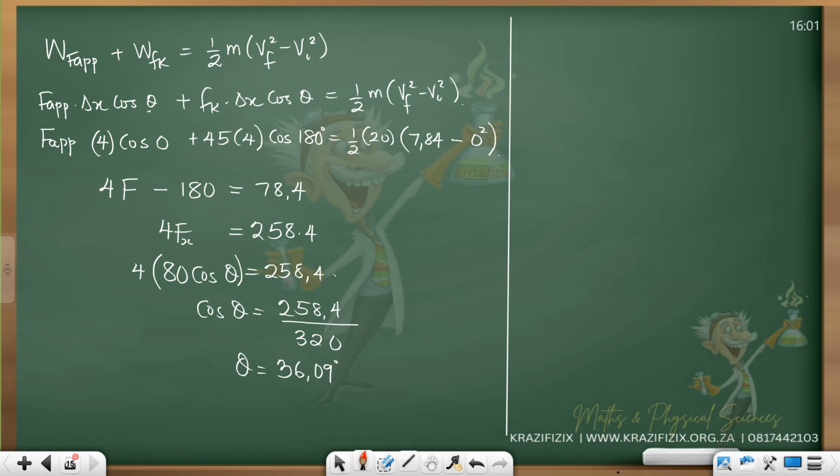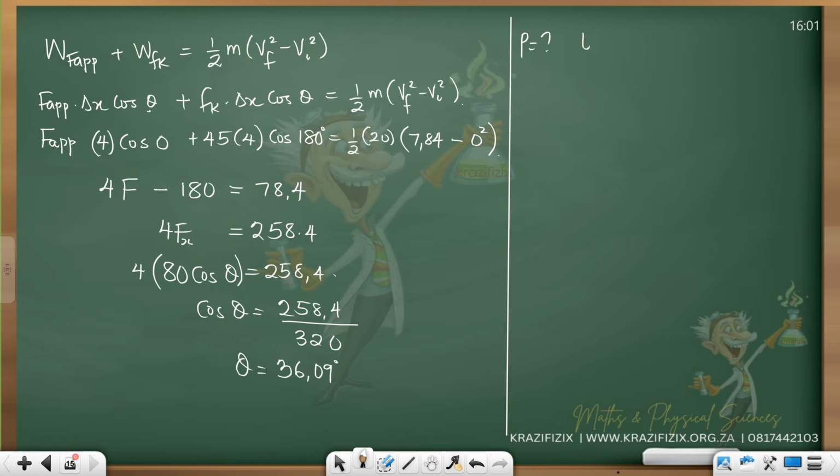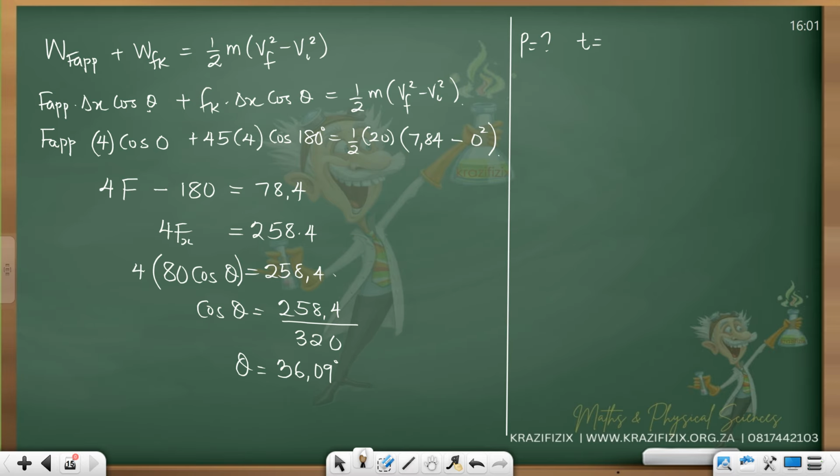We're looking for power. But what do we know? We know time, right? Is it 2,86? Yep. Okay, guys, what formula would you use here? All right, P is equal to W over what? Delta T. And what is W? F delta X cos what? Theta over what? Time. The question is, what force are we using?